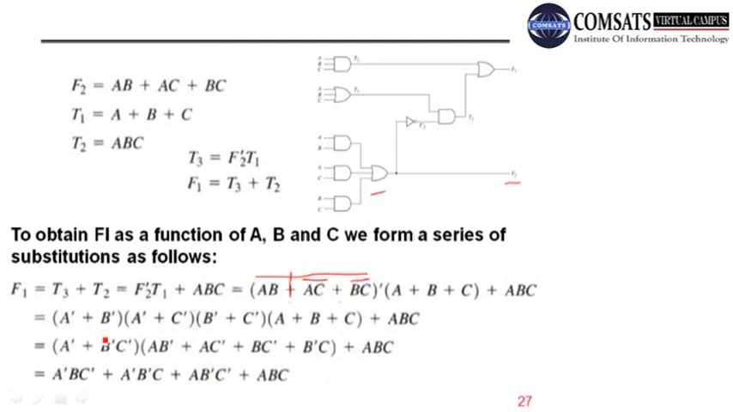So let me write down the Boolean law. If I want to represent this A bar B bar, what I will be doing is I can write here A bar plus B bar C bar, and that is equal to A bar plus B bar. As I know that A plus A bar B is equal to A plus B.